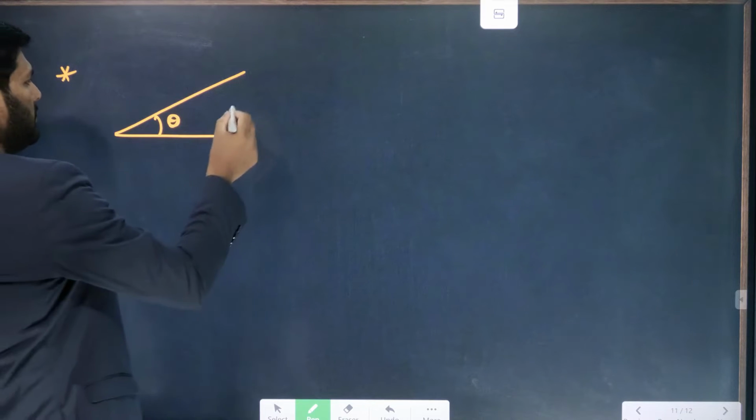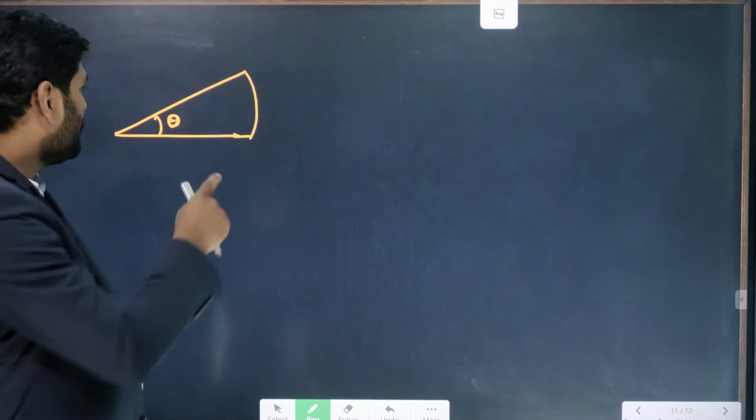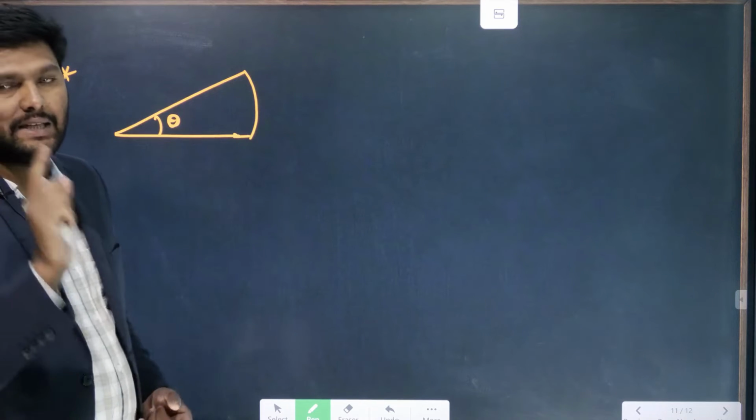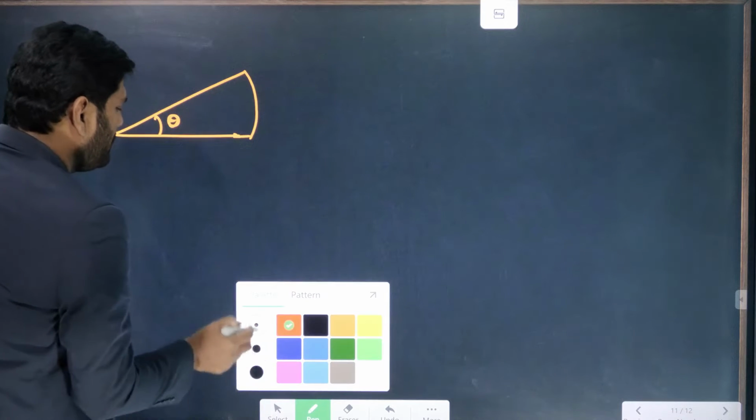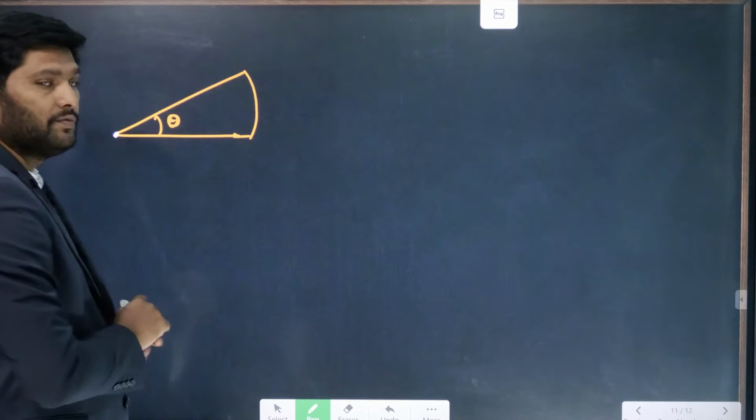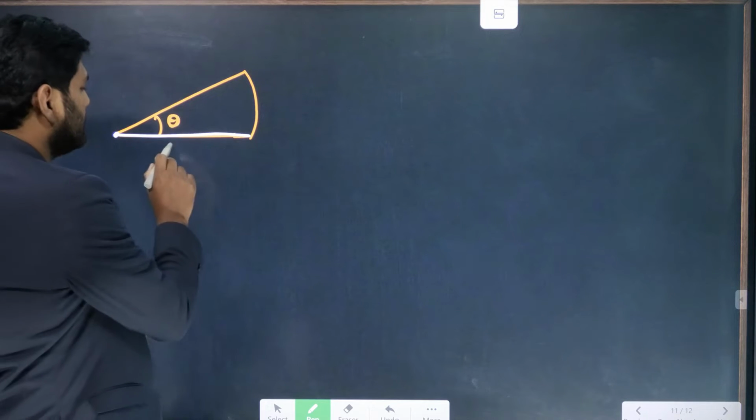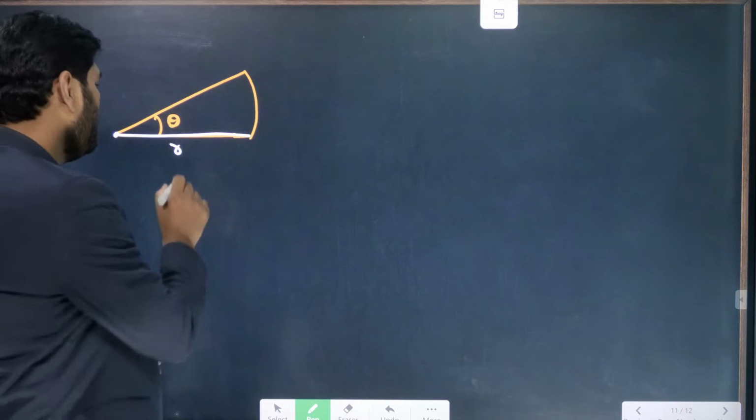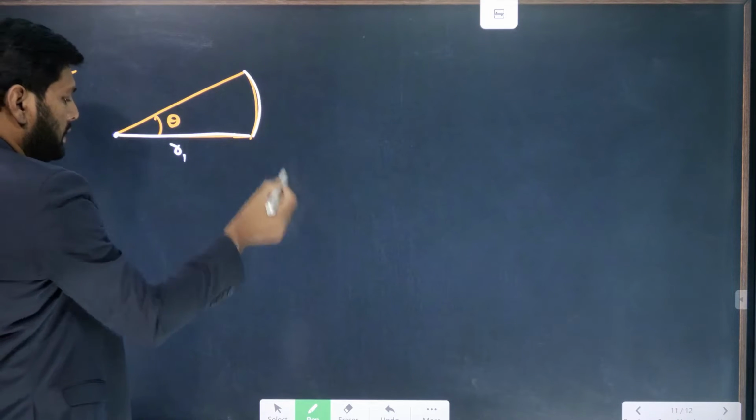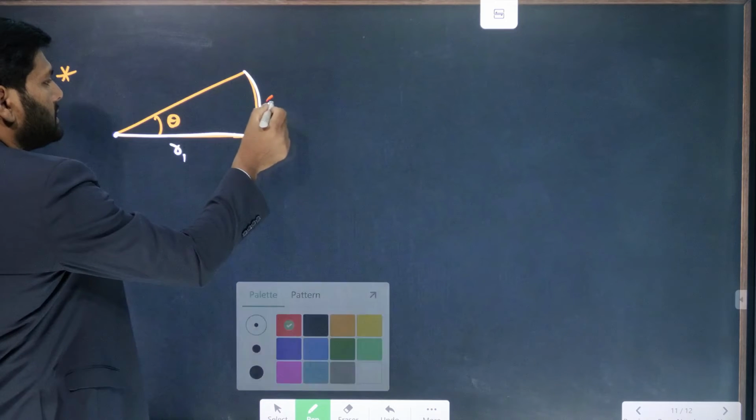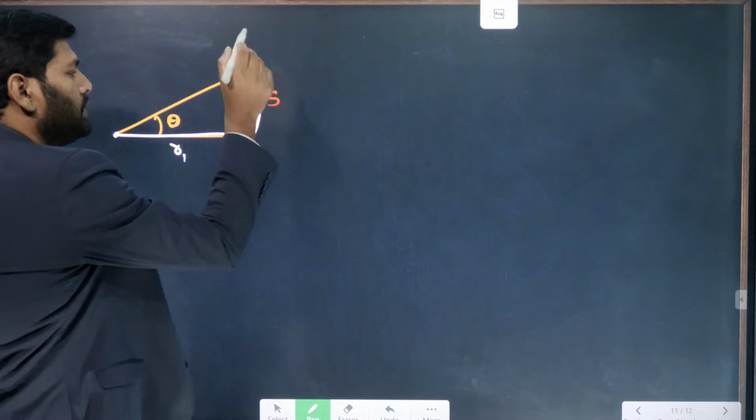Observe one thing: this is totally forming a sector. When this forms a sector, you know that this point is the center, and the distance from here to here we consider as radius R1. Next, this arc distance you can take as S1, or simply S.